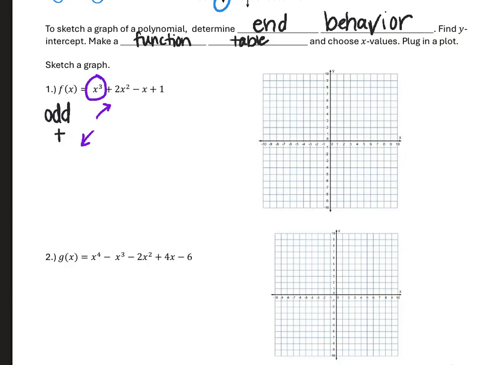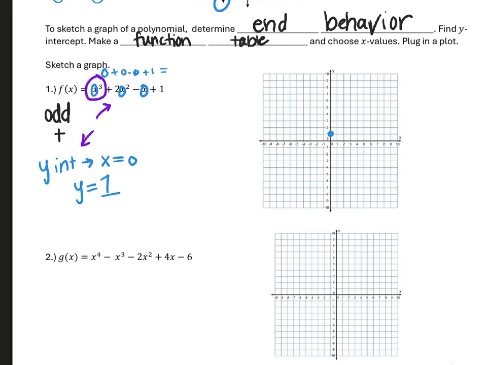How do I find the y-intercept of this function? The y-intercept occurs when x equals 0. So what we do is we plug in a 0 for every x, and that'll tell us our y-intercept. What plugging in 0 does is it makes every other term 0. So 0 plus 0 minus 0 plus 1 is what? 1. So my y-intercept is 1 here. So I can plot that little point.